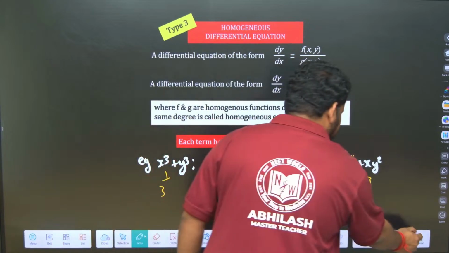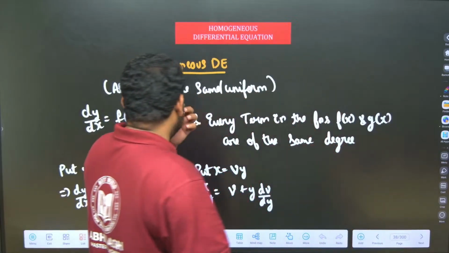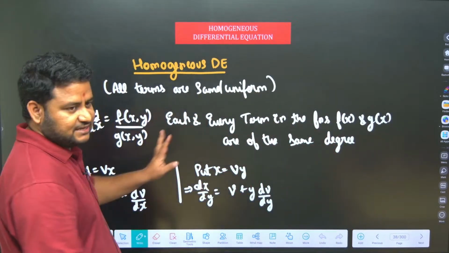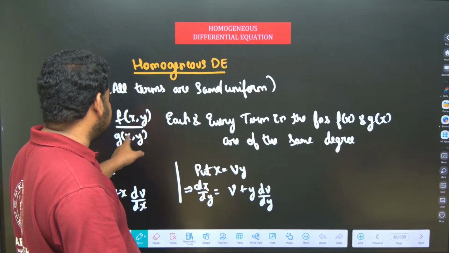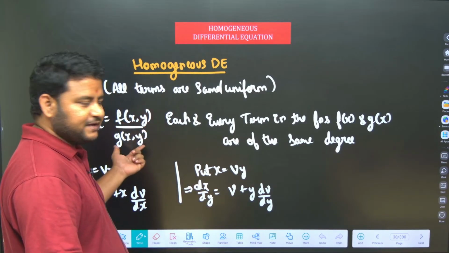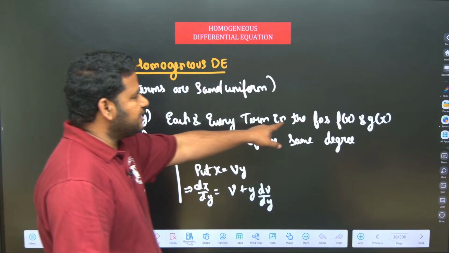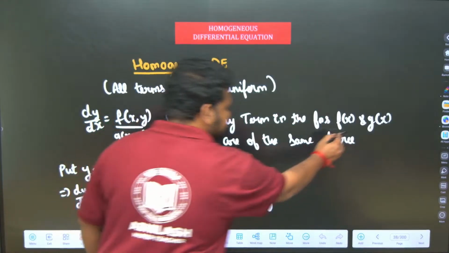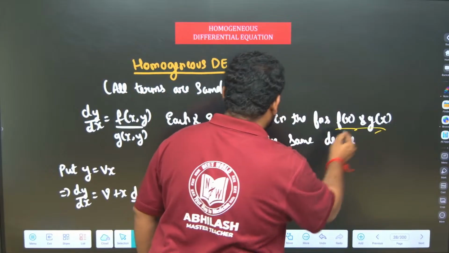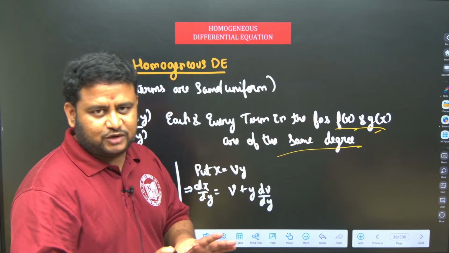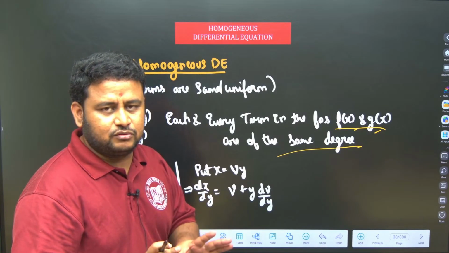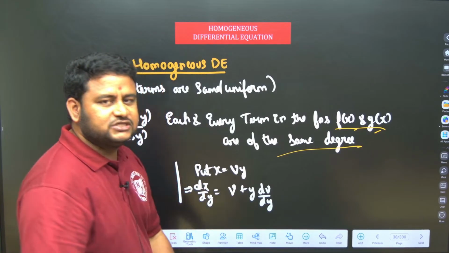Clear? So see here, as you can observe, this is homogeneous differential equation, all terms are same or uniform. dy by dx is equal to f of x comma y divided by g of x comma y. Each and every term in the functions f of x, y and g of x, y are of the same degree. That means in each term the degree is same. That is what you have to consider. That is the meaning of homogeneous differential equation.